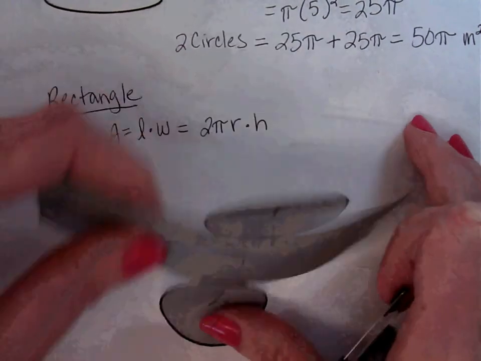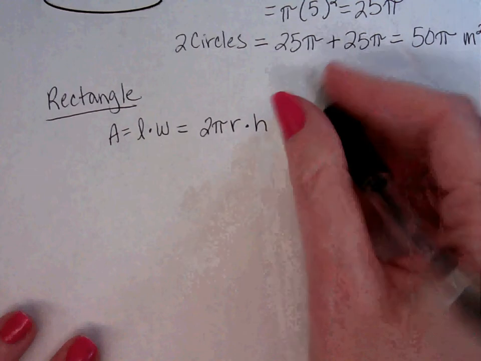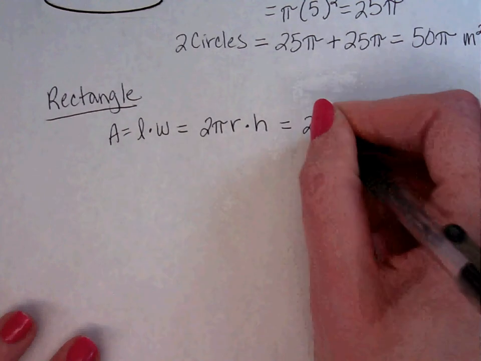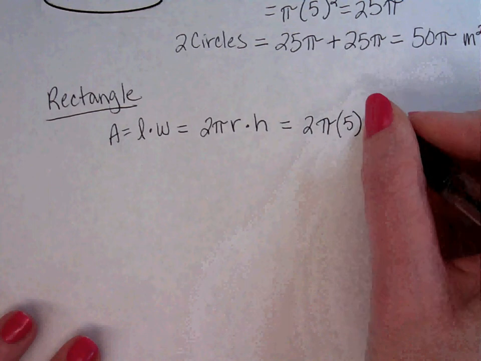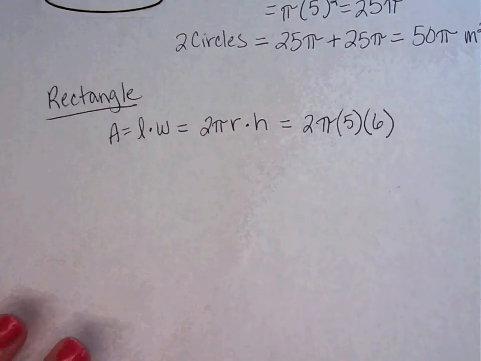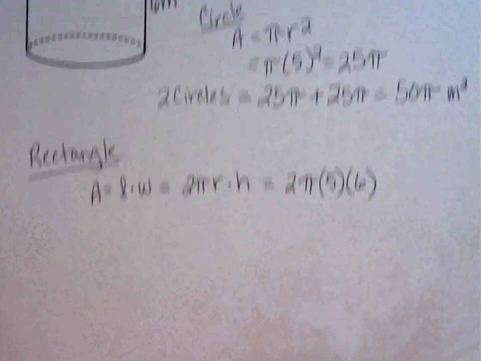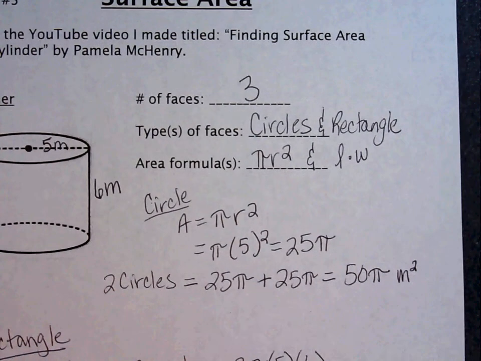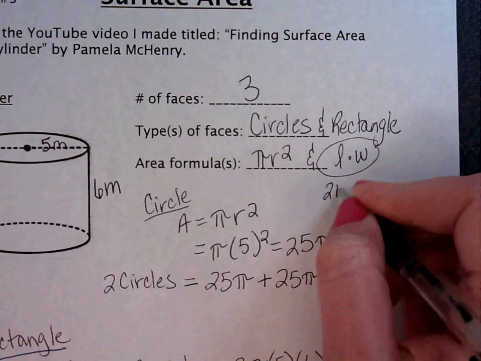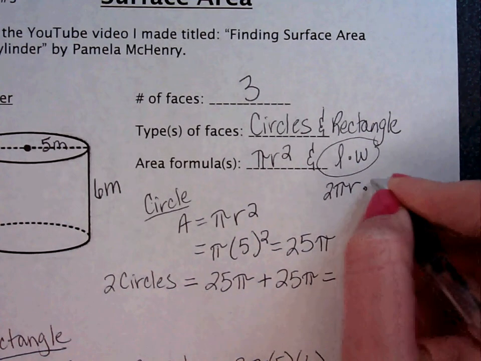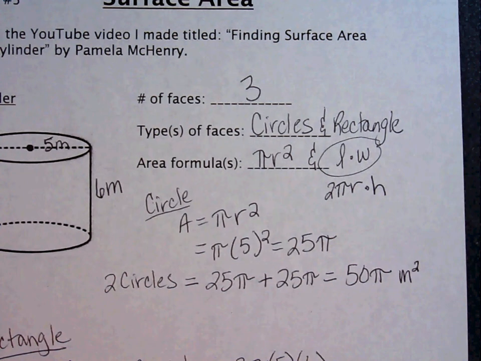Okay? So 2 pi r times the height. Well, we know r, it's 5. And we know the height, it's 6. So what you might want to do up here in your sheet, this length times width turns into 2 pi r times height. And you will be expected to know that.